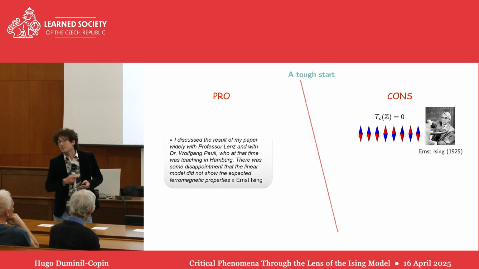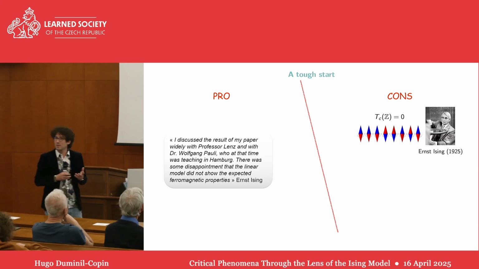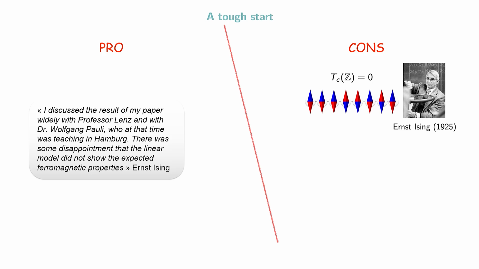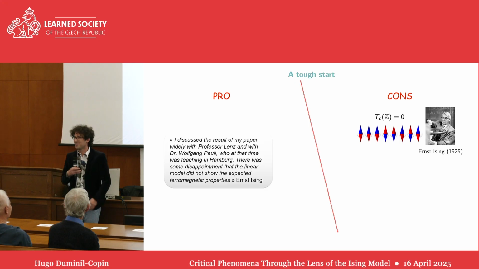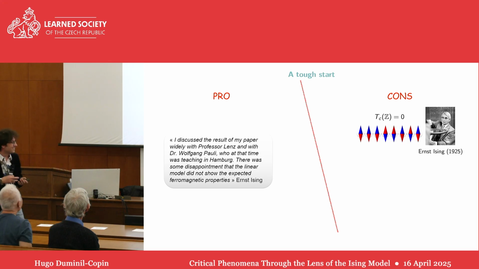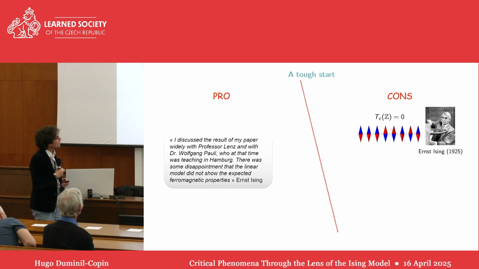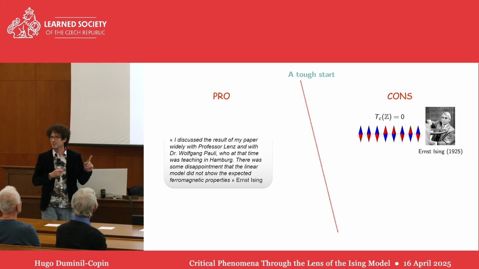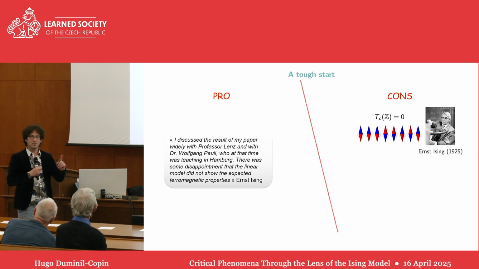And that was not good news, right? Because in some sense, it was saying that the reason why they introduced this model was unfortunately not working. So he said, I discussed the result of my paper with Professor Lenz and Pauli. There was some disappointment, I love this quote, some disappointment that the linear model did not show the expected ferromagnetic properties. By some disappointment, Ernst Ising meant that he just quit research right after because it was so disappointing. So he left research and actually didn't know for a very long time that Ising is one of the most cited names in physics. And he learned about it only like 30 years later, basically.